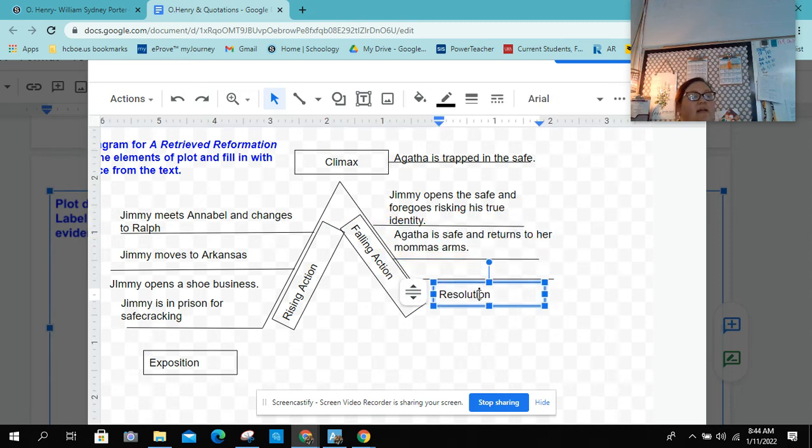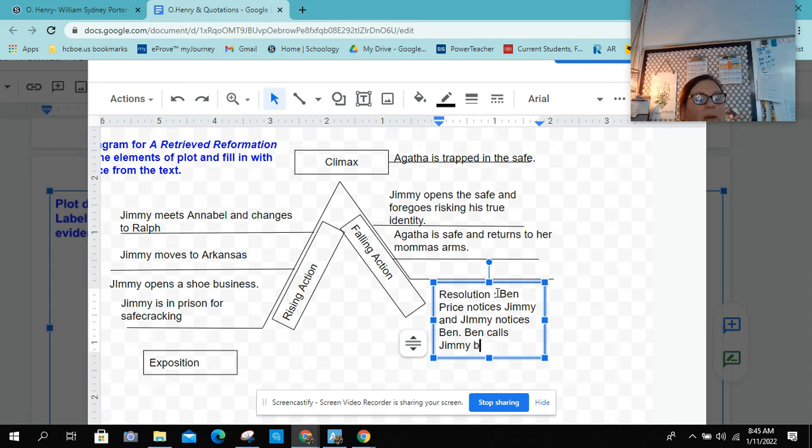Now, what is the resolution in the story? What is the last thing that happens? Ben Price notices Jimmy, and Jimmy notices Ben. Ben calls Jimmy by his new name of Ralph, and lets the past go.